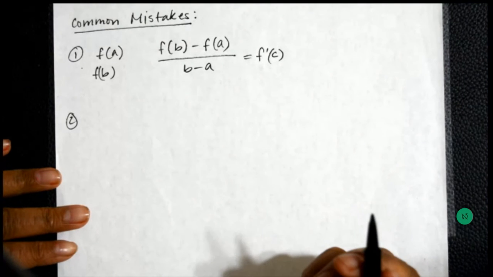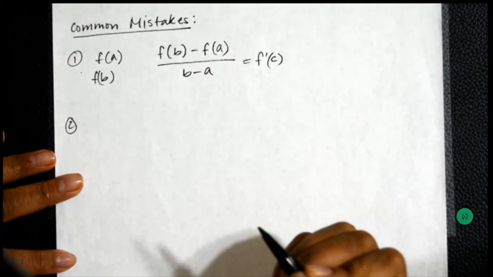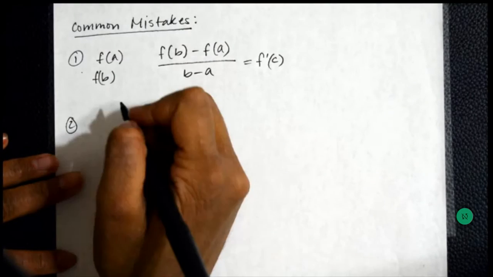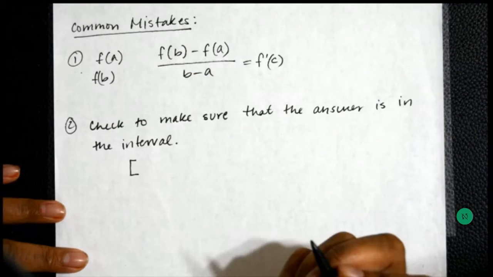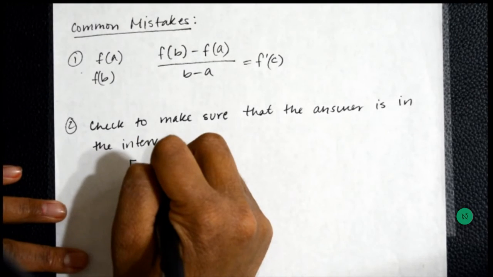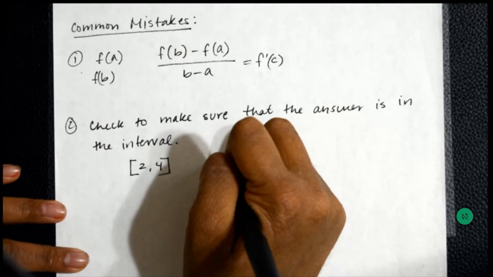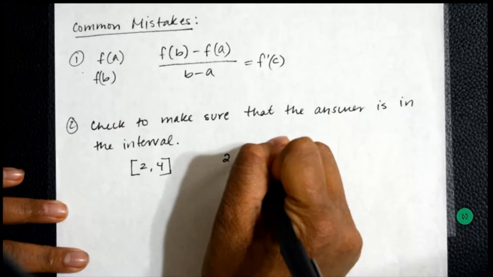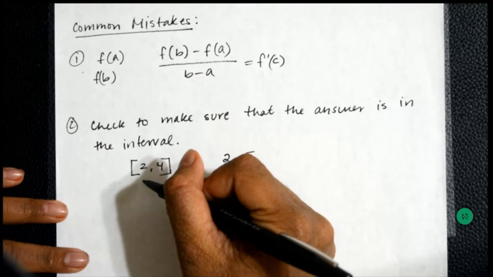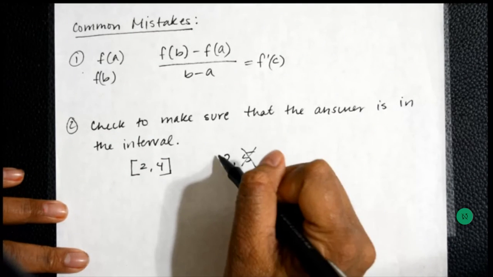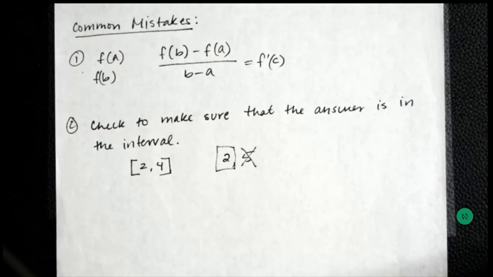Another possible mistake is that when you get the answer, you have to check if it's in the interval. If it's not in the interval, it's not a valid answer. For example, say we have a closed interval of 2 to 4, and you get answers 2 and 5. 5 is not in the interval of 2 to 4, so 5 is not an answer. You can only say the answer is 2. So those are two mistakes that people tend to make.